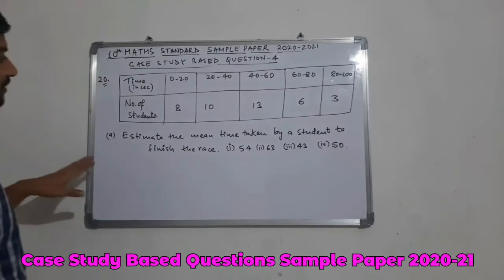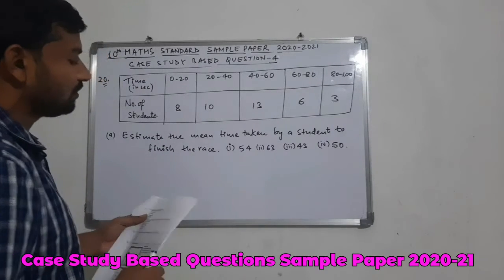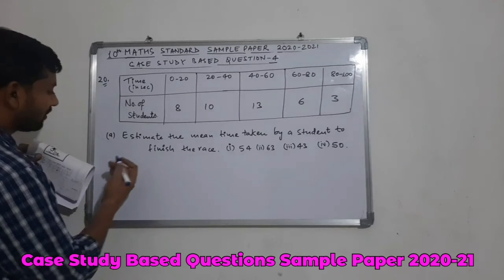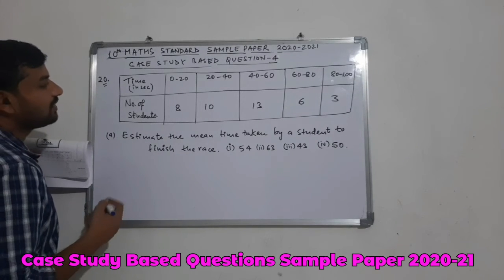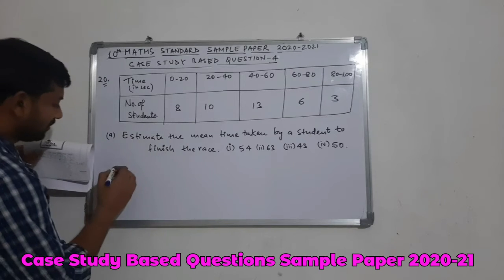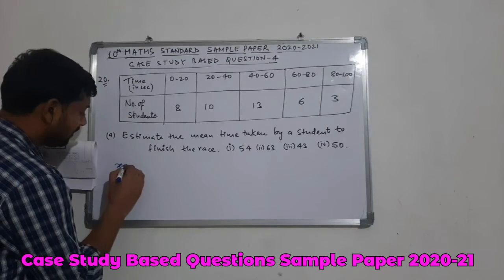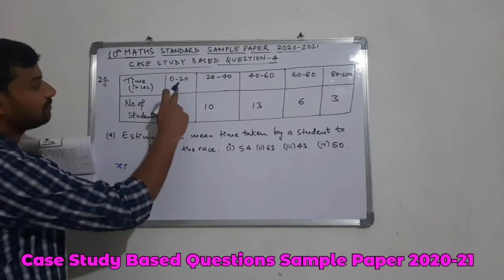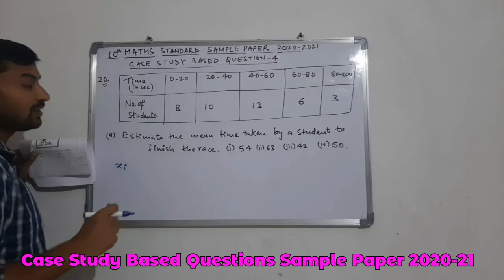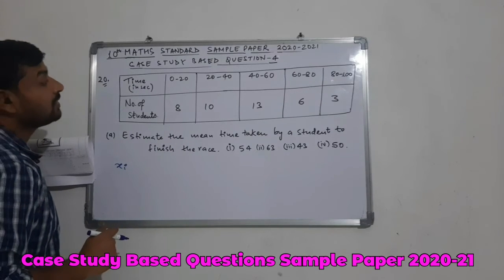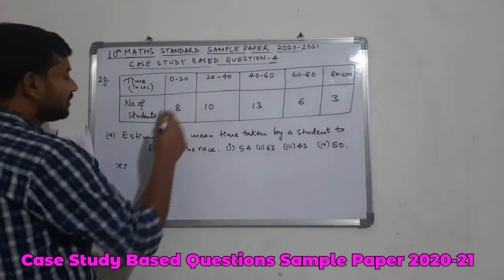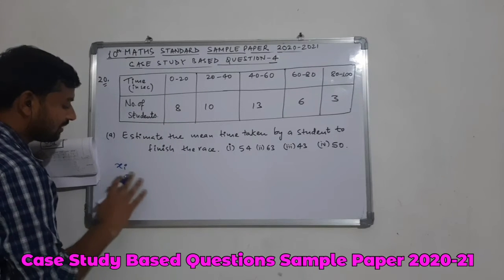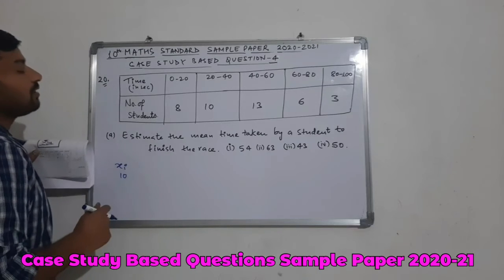The first question here is to estimate the mean time taken by the students to finish the race. Here to calculate the mean, we need some values. To find that we need a table which will be different from this. For this we will be needing the values of xi, and the value of that xi is the sum of upper limit and lower limit divided by 2. We call it class mark. So the class mark for the first interval is 0 plus 20 by 2, so we can write it as 10.